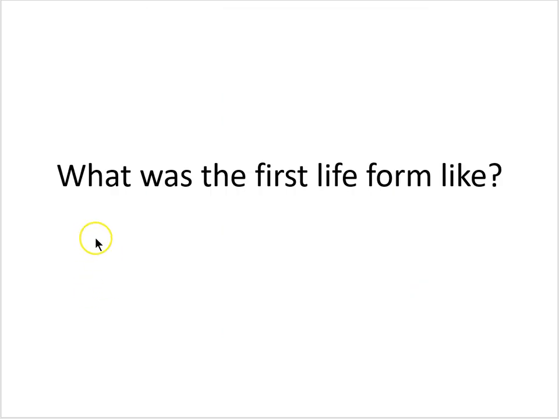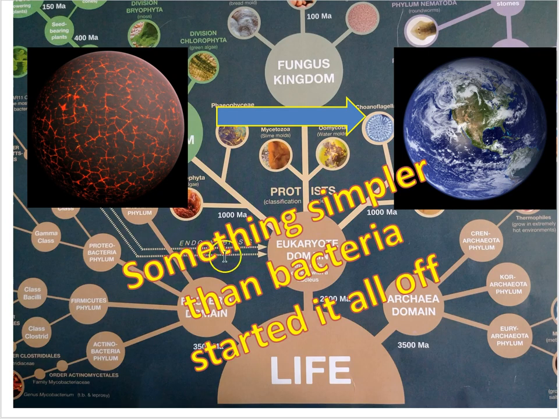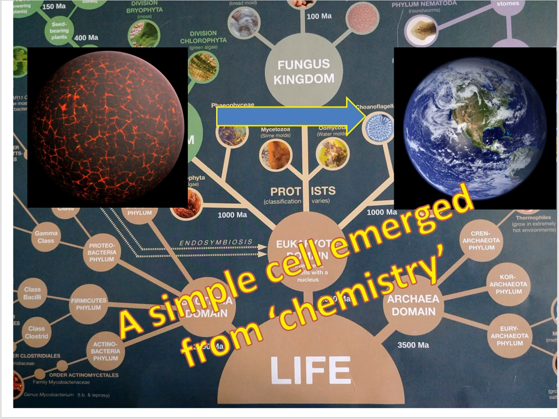Now, what was that first life form like? Well, something simpler than bacteria started it all off. So we think of bacteria as the simplest kinds of cells today, so the ancestors of those simple cells would be even something simpler, yet still having the characteristics of life. And so the basic idea in modern times is that a simple cell emerged from chemistry, perhaps 4 billion years ago, and that was the key transition from a lifeless rock to a rock with life.